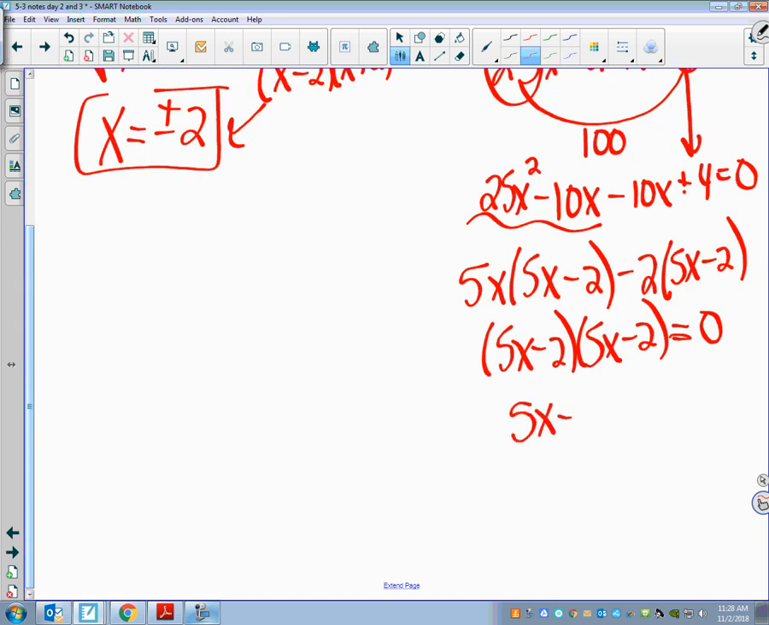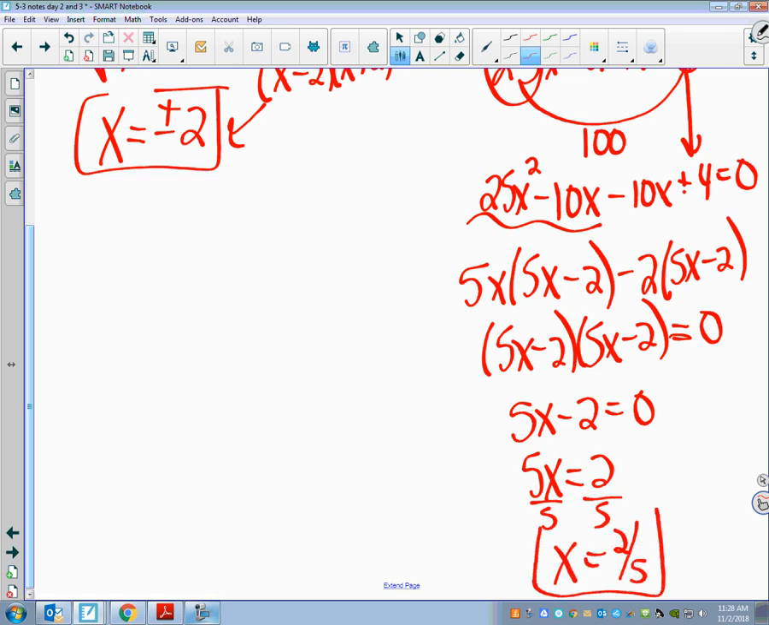But what I do notice is that since it's the same one twice, I'm only going to have one answer, right? So I'll show my work. I would add 2, and I would divide by 5, and I would get 2/5. This is an answer that would be hard to get from a graph because it's a fraction. But because we only get one answer, remember what that means. That means that point is going to be our vertex right there on our graph.